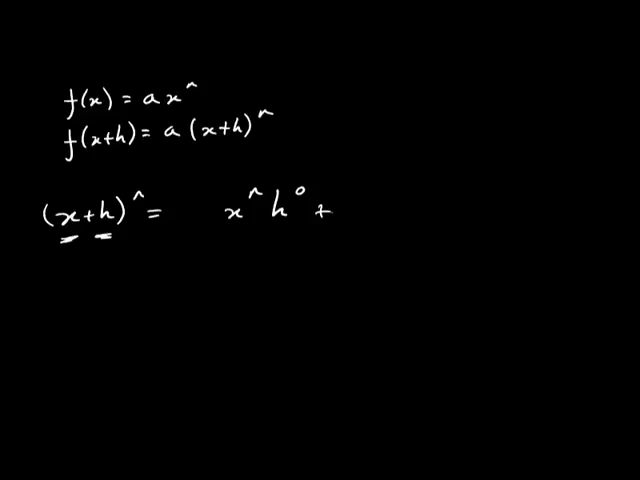So I've got x to the power of n, h to the power of 0. So in the next term, I'm going to decrease my x power, so x to the power of n minus 1, and I'm going to increase my h power, so h to the power of 1. What's my next term going to be?